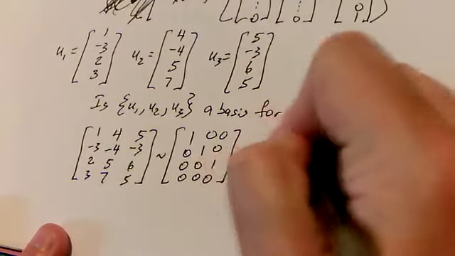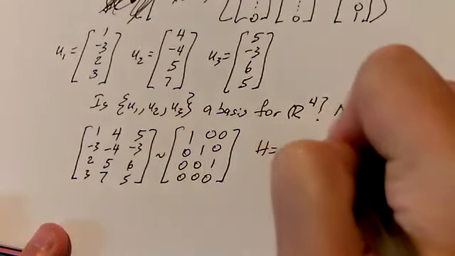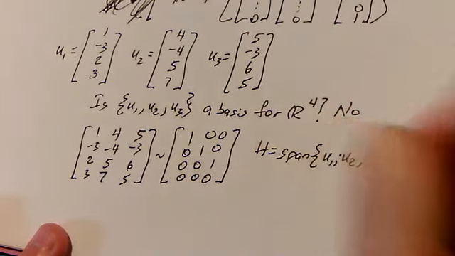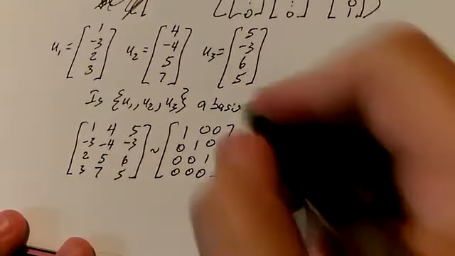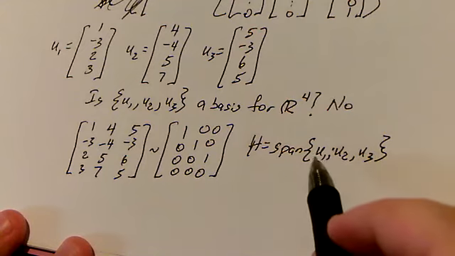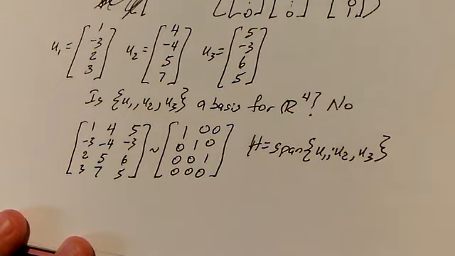So if I have H equal to the span of U1, U2, and U3, then U1, U2, and U3 are a basis because they're independent. In order to find a basis, you simply take your set and throw out any of the ones that are dependent.